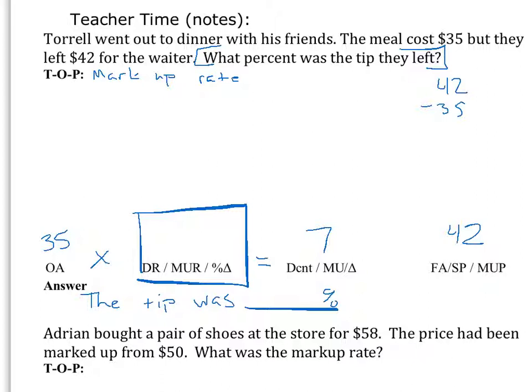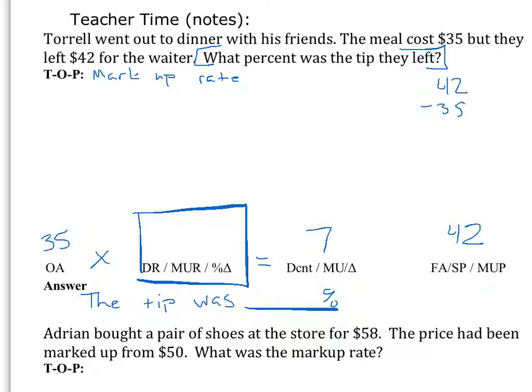How are we going to find our tip rate or our markup rate? Engage your brains. How can we find the tip rate? How can we find the percentage of tip that was left? It's like I didn't even talk yesterday. This is not what I want to hear. Make an equation. Perfect.